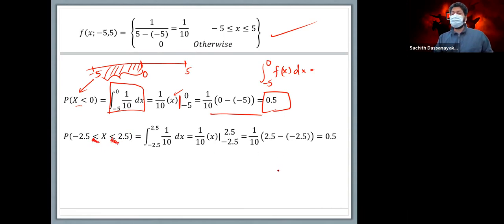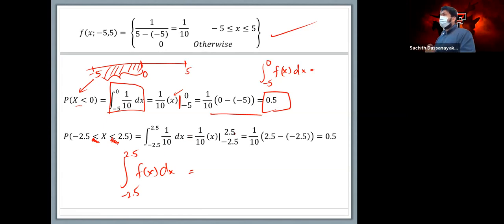So once you need to get this, what you should do is integrate within that range, right? Negative 2.5 to 2.5, your function f(x) dx. So your function is 1 over 10. Plug 1 over 10 here instead of f(x). So they need to get it.